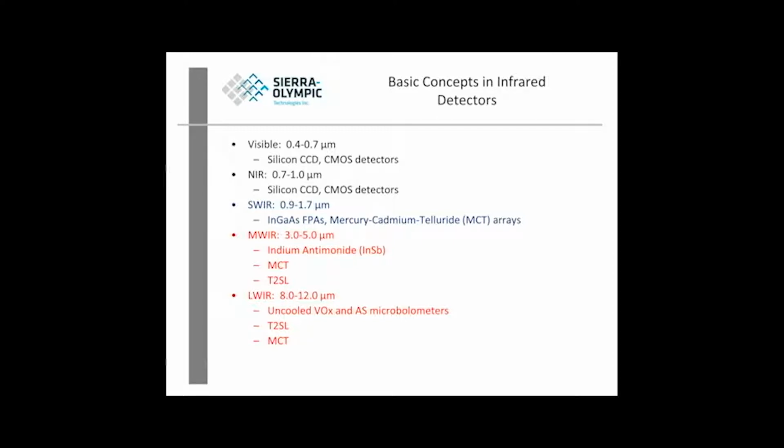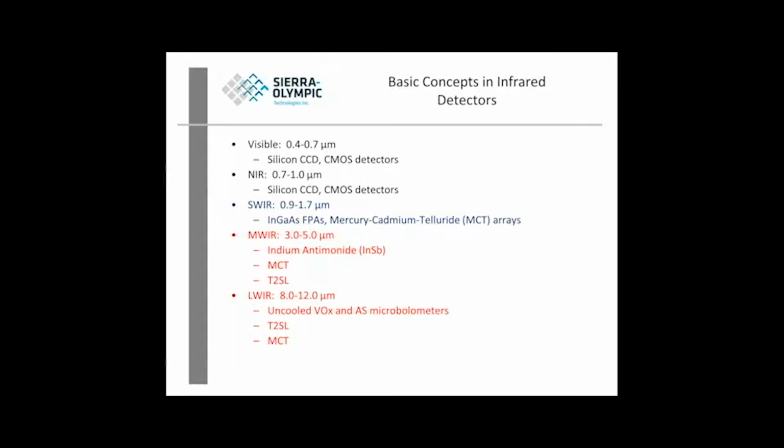So the SWIR, next one down, I call it just 0.9 to 1.7 microns for simplicity, and that's dominated by indium gallium arsenide focal planes, InGaAs focal planes. You can get more red sensitivity. Some mercury cadmium telluride arrays are available out to 2, maybe 2.2, or maybe even 2.5 now in a linear array. And those tend to be very specialized. And they're still cooled at that.